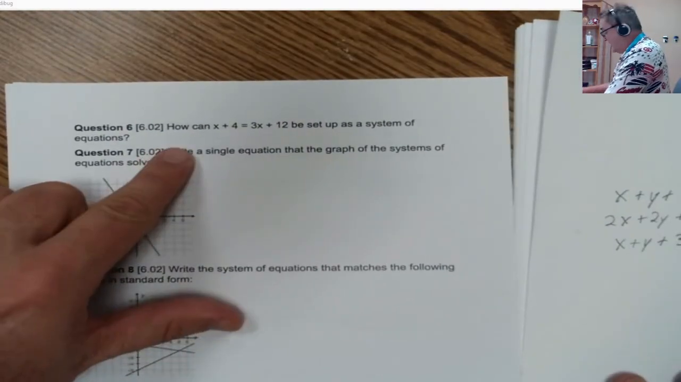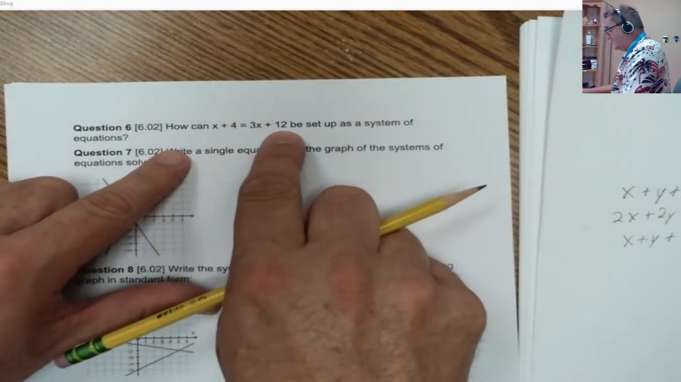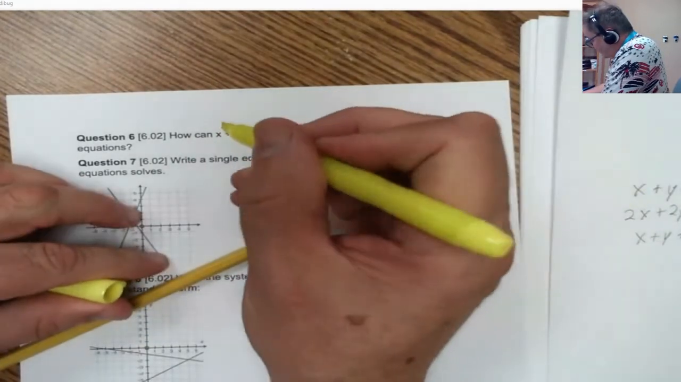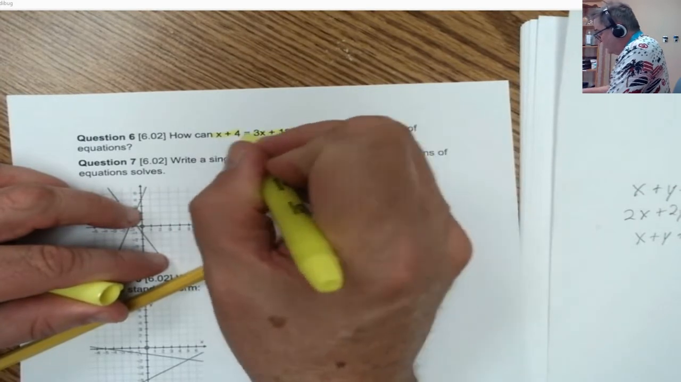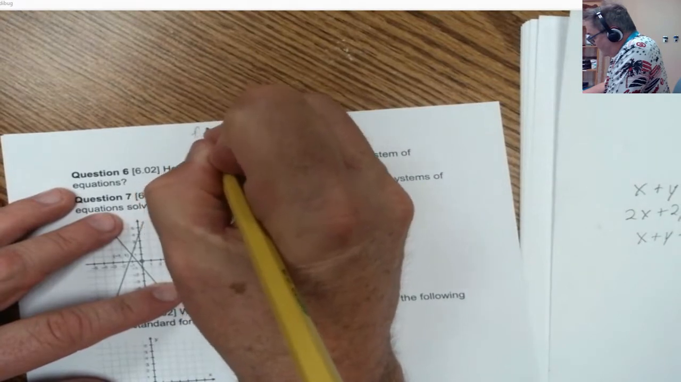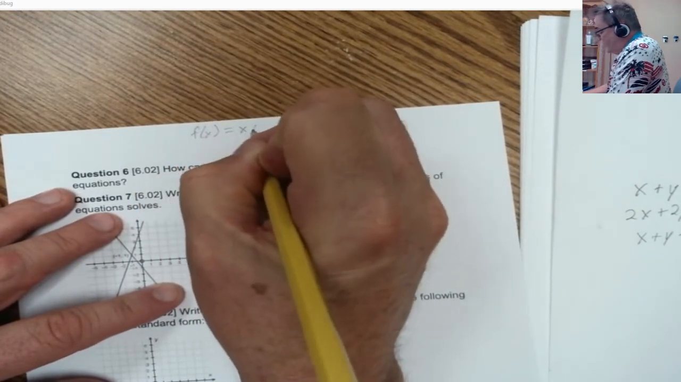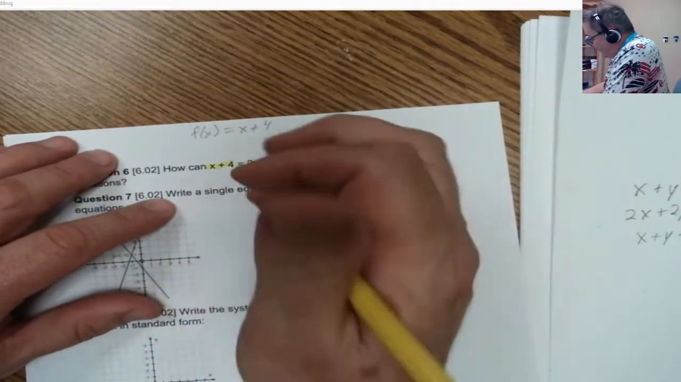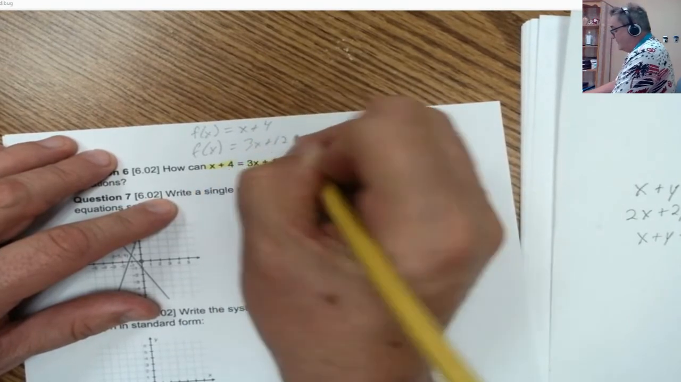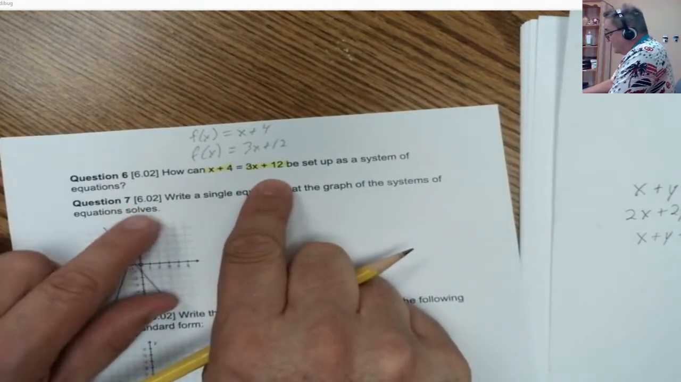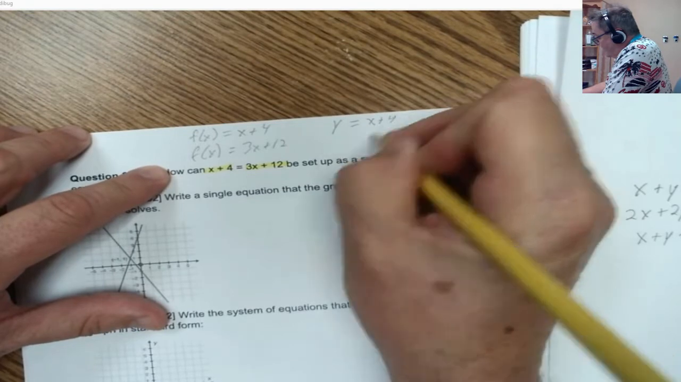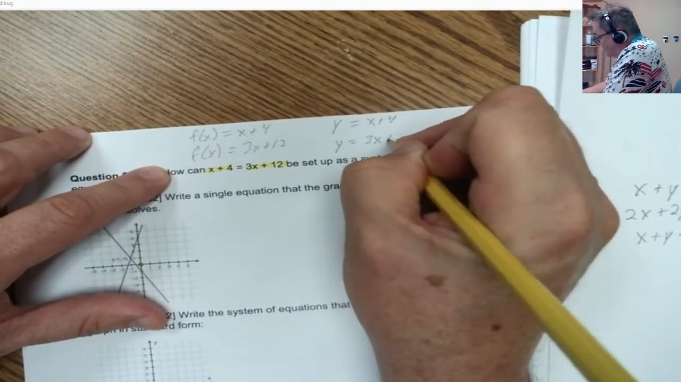Okay, this says, how can x plus 4 equals 3x plus 12 be set up as a system of equations? Well, these are two linear functions that are set equal to each other. We can also write a linear function as f of x equals x plus 4. That's one of the functions, right? And the other one is f of x equals 3x plus 12. That's the other function. And to set them up as a system of equations, we just write this as a y. So y equals x plus 4, y equals 3x plus 12.